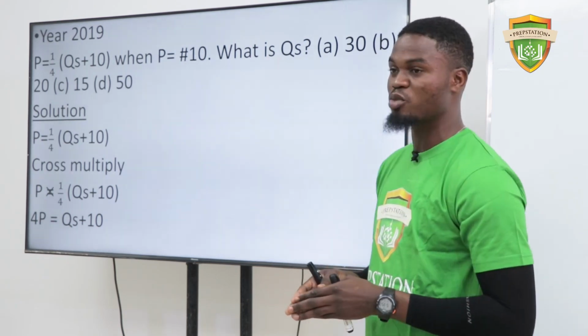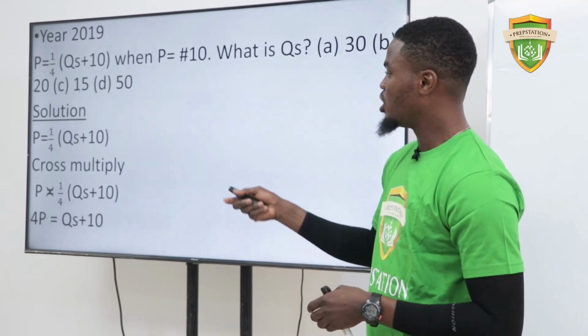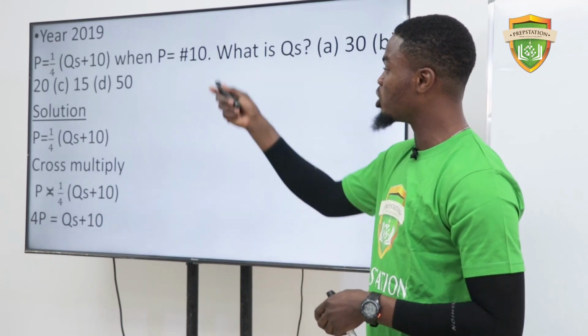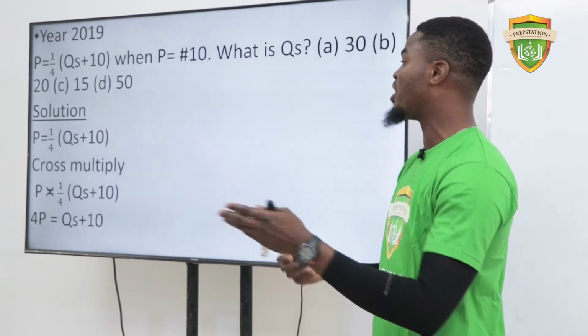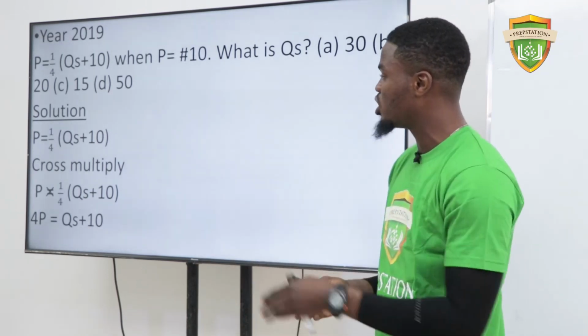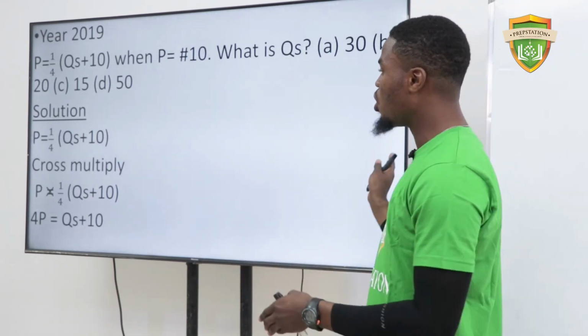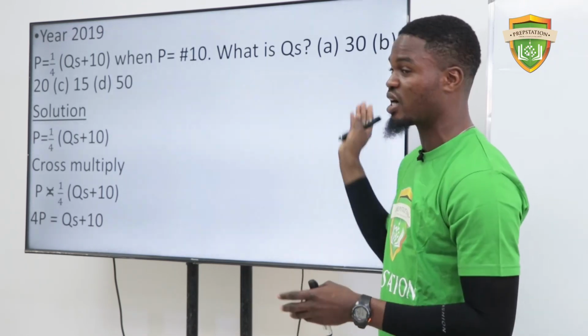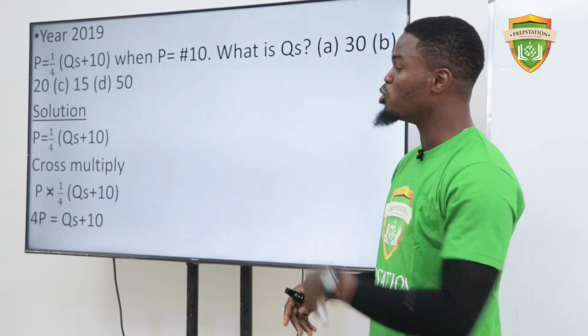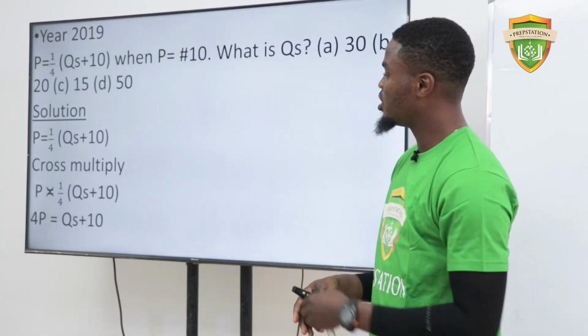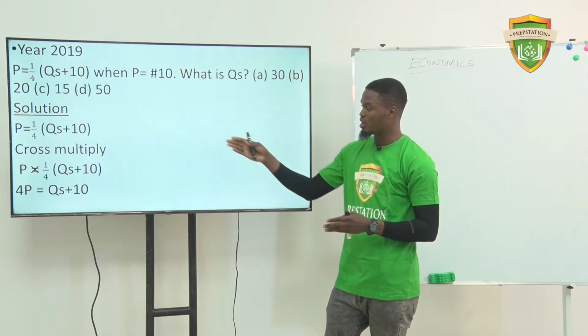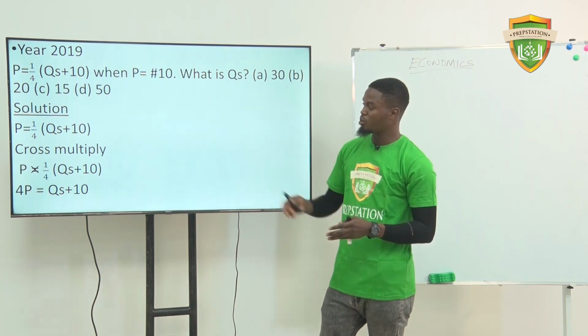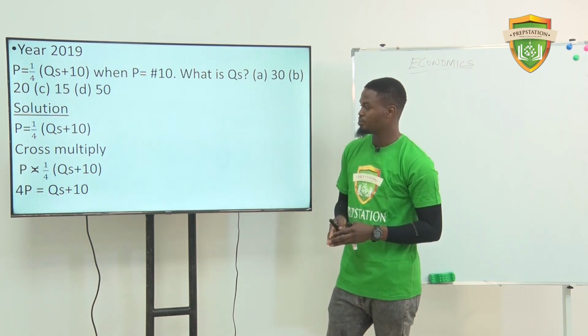So the next thing you do is you cross multiply. That is, we multiply both sides by 4 or divide through both sides by 4. So when you do that, the 4 in the right side of the equation will dissolve automatically, will strike out. Then it will move to the left side of the equation. So where you have 4p equals qs plus 10.